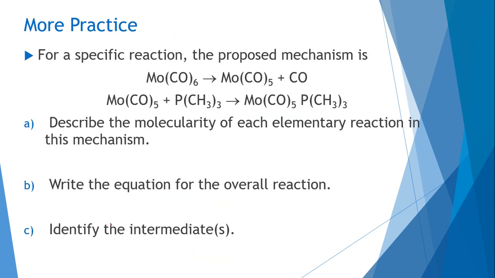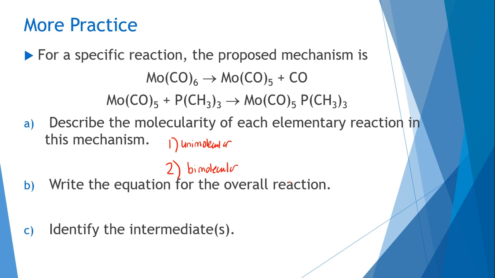Here's another practice one. If you would like, you should pause this video and see if you can do it yourself. Now let's check to make sure what you got was correct. First, it says, again, describe the molecularity of each elementary reaction in this mechanism. For my first one, it was a single reactant, so unimolecular. And then for my second one, there are two reactants, so this is bimolecular.